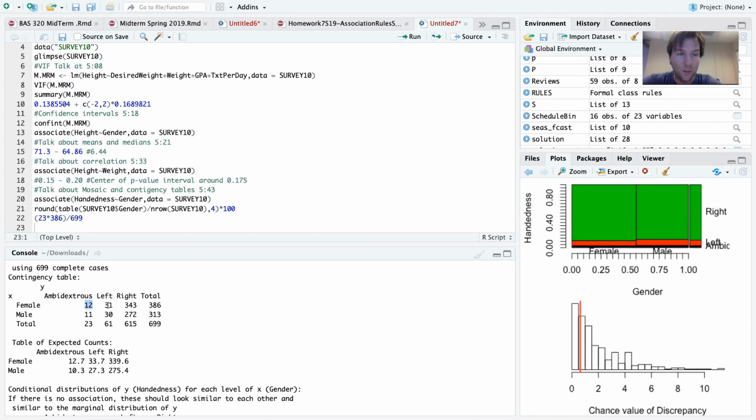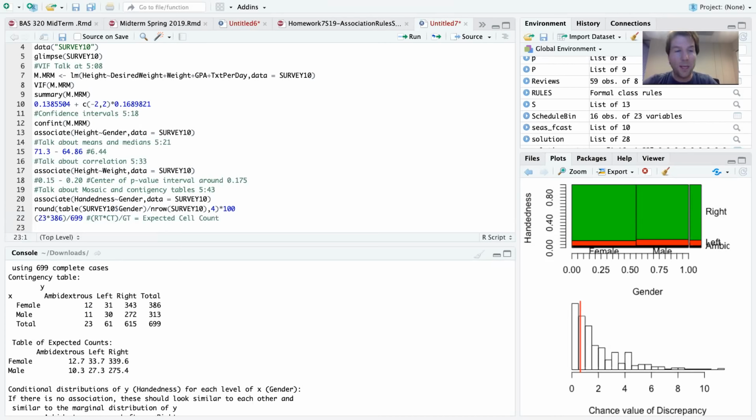So row total times column total over grand total. I wish I could annotate on the screen right now so I can do my classic, circle the row total, circle the column total, times them together, divide by grand total. Row total times column total over grand total. Let's put a hashtag right here. Row total times column total over grand total gets you that specific expected cell count.